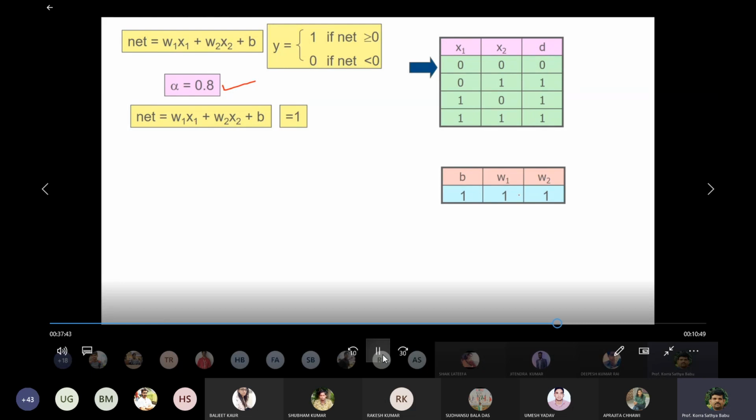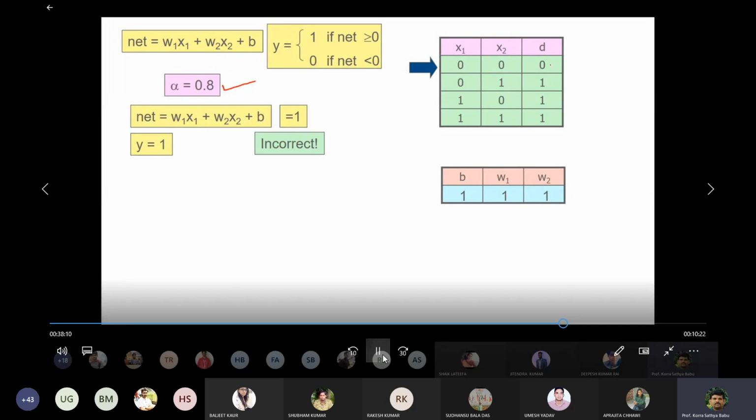w1 x1 plus w2 x2 plus bias equal to 1. So 1 is equal to 1. Fine, right? Yes, y is equal to 1. You are going to get y equal to 1. So this net is equal to 1, so net is greater than 0, so it is equal to 1. Yes, fine.